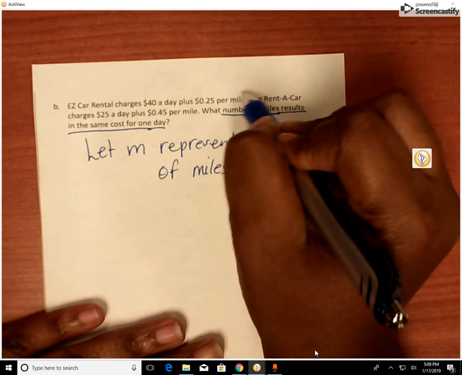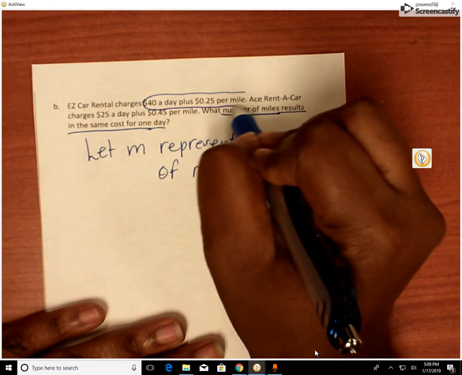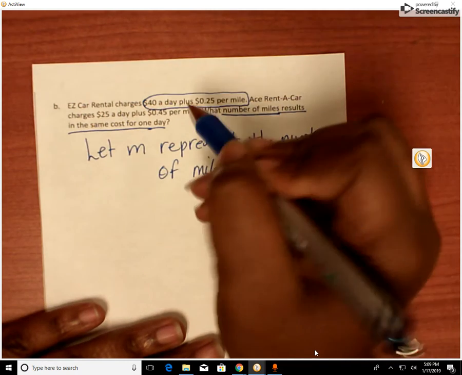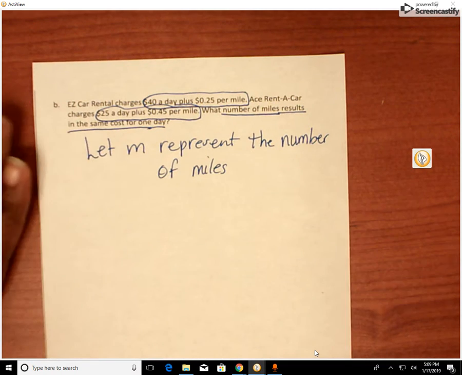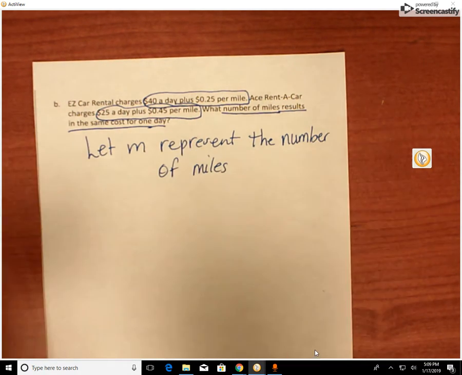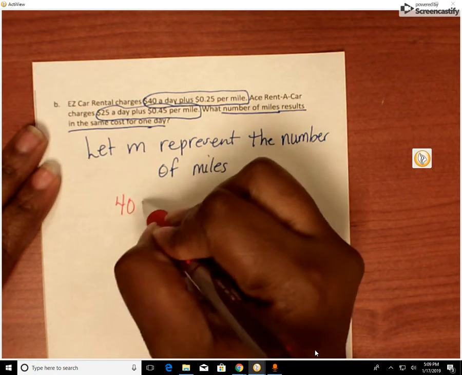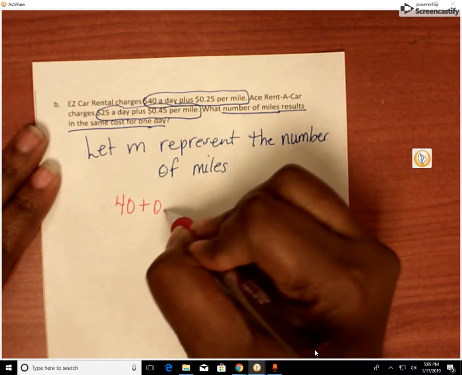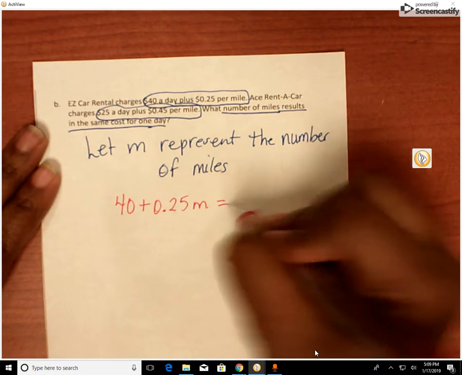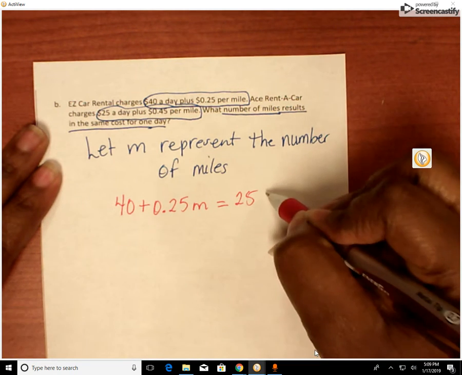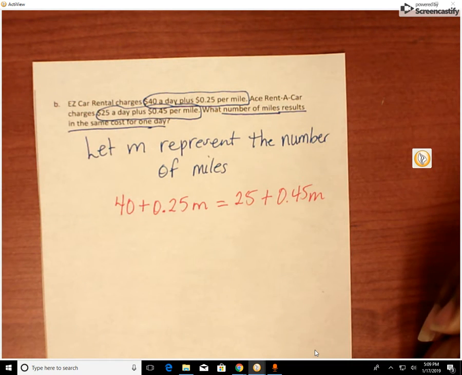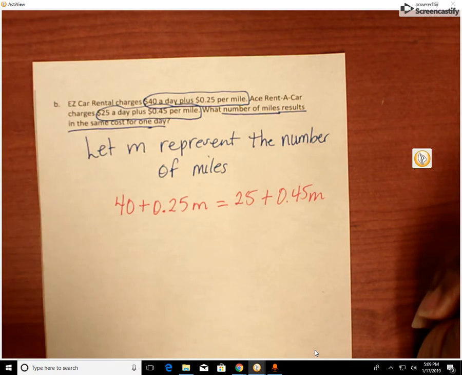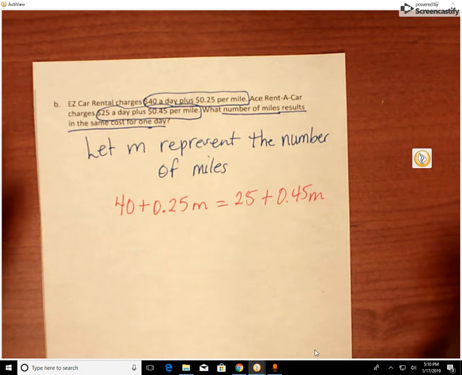Now we need to circle our important information. $40 a day plus 25 cents per mile. $25 a day plus 45 cents per mile. We're going to write that equation, and 40 is a day, so we don't need an M. 25 cents is a mile, because it says per mile, so put an M. And then $25 plus 0.45M, and then per mile, because per sometimes can mean multiplication, but remember, sometimes it can mean division.